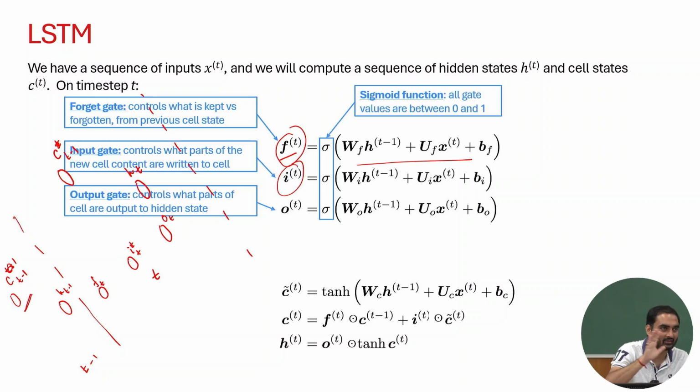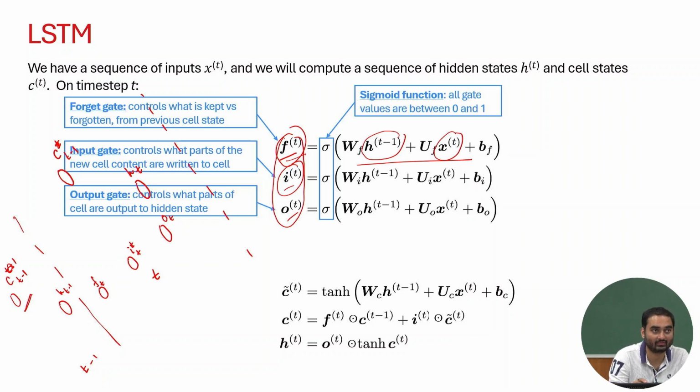Now let's say we have decided and the cell state has been updated. Now from the cell state, how much information you want to read and store to the hidden state will be decided by the output gate. So the output gate controls what parts of the cell state are output to the hidden state. Let's look at how these gates are formed. So you see here, all these gates f, i, o are functions of the previous hidden state and the current input.